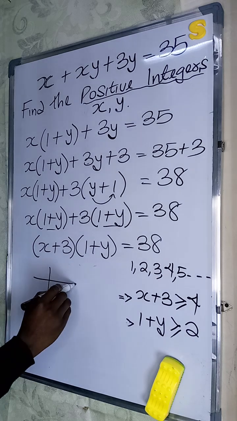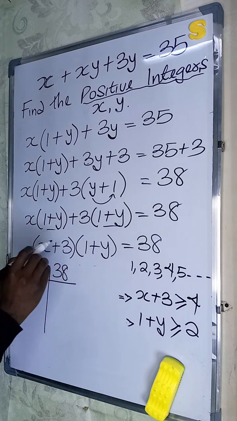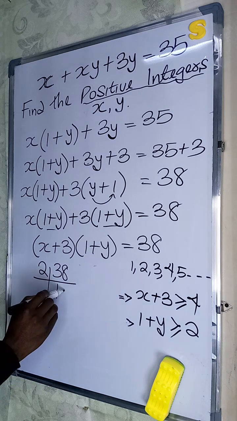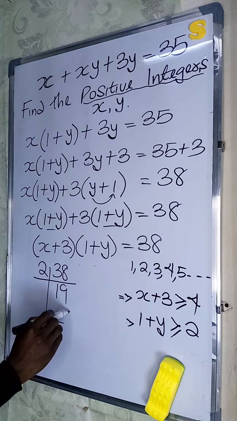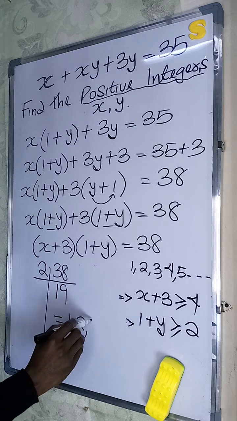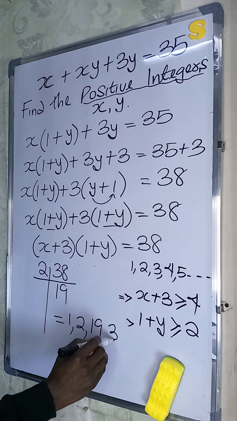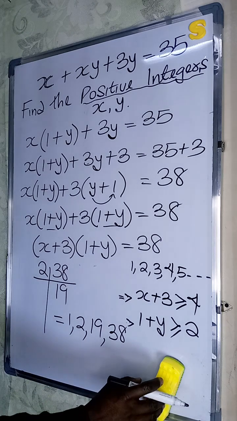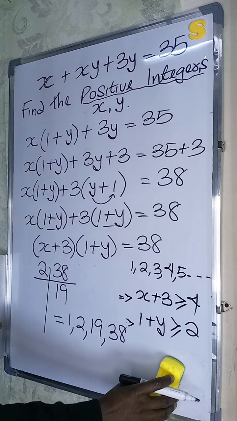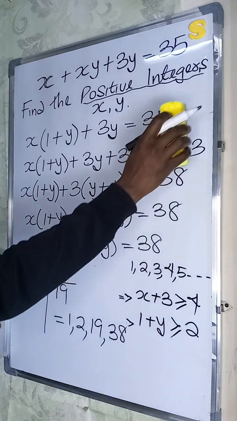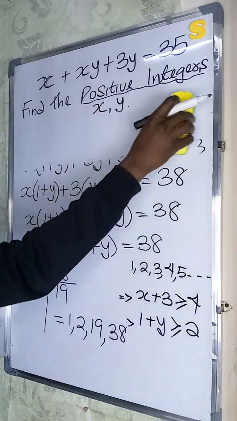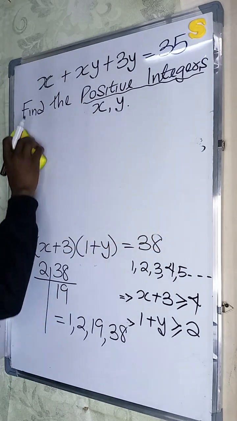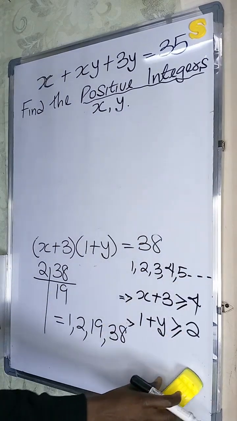Now let's compare this with what we are going to arrive at here. 38 can have several factors. 2 is a factor of 38, and this will give us 19. So 38 has the factors 1, 2, 19, and 38. Since all these are the factors of 38, we can bring this out. That means these two expressions can be equated to the factors of 38.